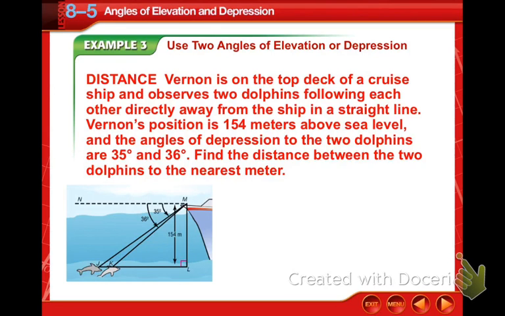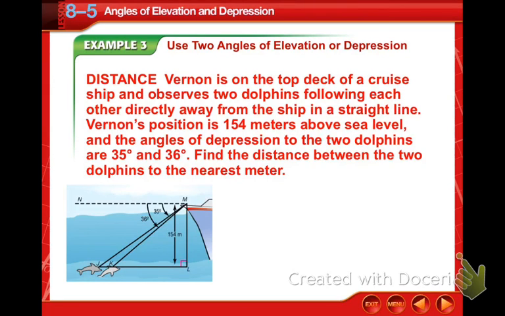So what we're trying to do here is we're basically just going to do our angle of depression twice. And again, we know our angles of depression for each dolphin. We know the vertical height. We want to find the horizontal distance. So that means we just need to use tangent again. Again, the hypotenuses are there, but they don't matter besides making angles.